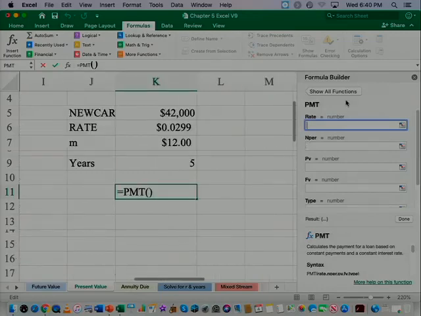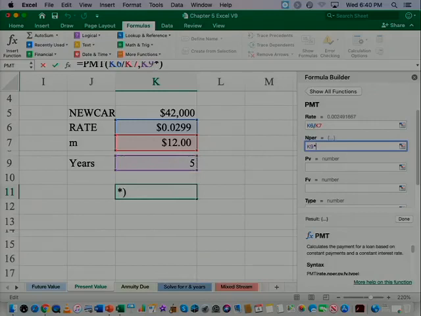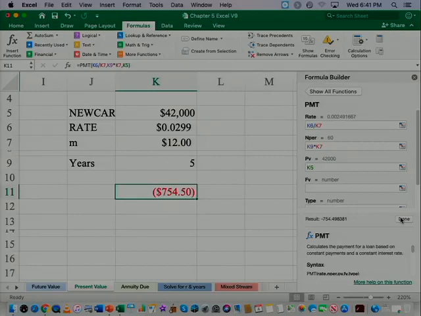Let's move this over. Okay, so payment, the rate is going to be this rate, but we're going to divide it by 12. That's just 12, it's not dollars. N per is going to be the years, and we're going to multiply that by 12. So 60 payments for 5 years. And the present value of the vehicle is $42,000. So that car loan is $754 a month. That's a lot, right?